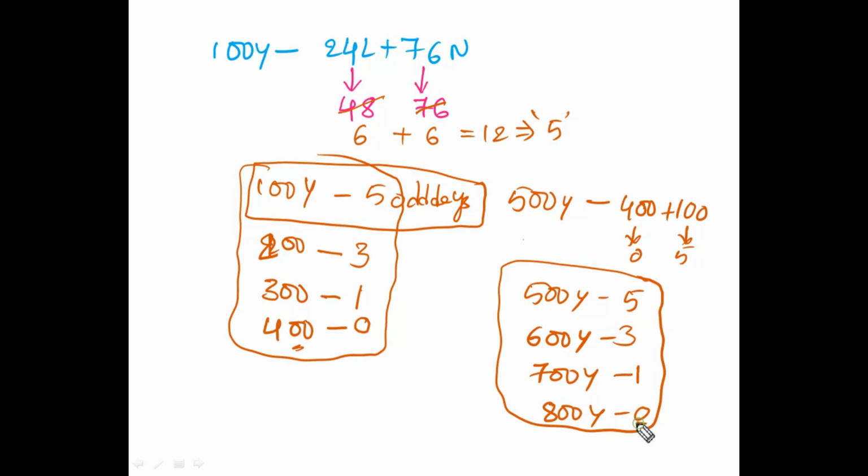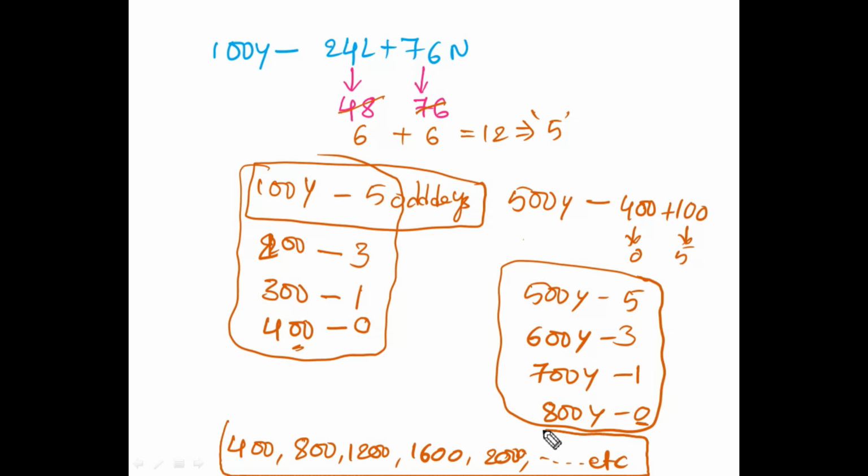When will be the next 0? Next 0 odd days: first of all, 400 years it is 0. Next it is 800 years, 0. Next it will be 1200 years. Next is 1600 years. Next is 2000 years. Next 2400 years, and so on. So with this we can tell one point: for every multiple of 400 years, odd days will be 0.